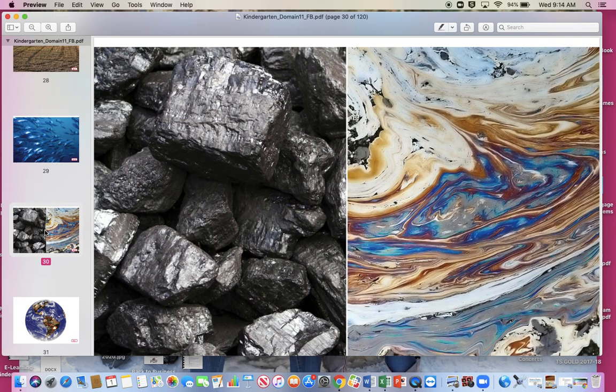Do you know what these two natural resources are? The one on the left is called coal. The one on the right is oil. Coal and oil are natural resources that come from inside the earth. Coal and oil can be used to make energy, electricity, or fuel to make cars run.